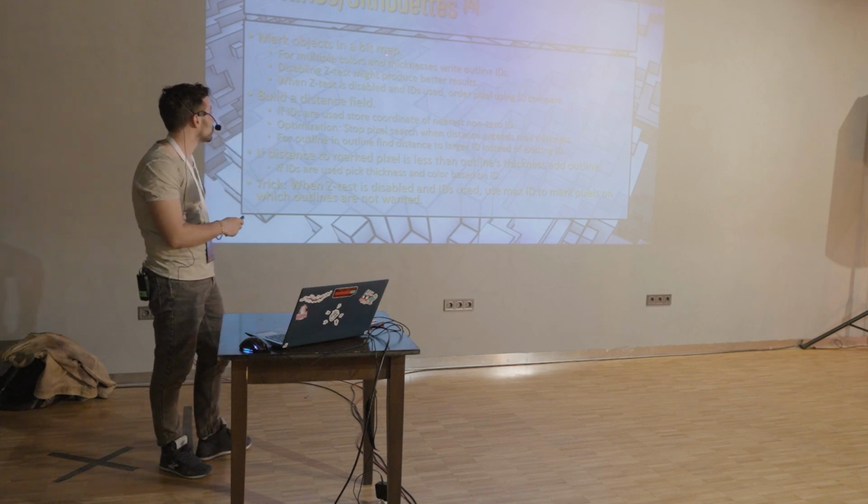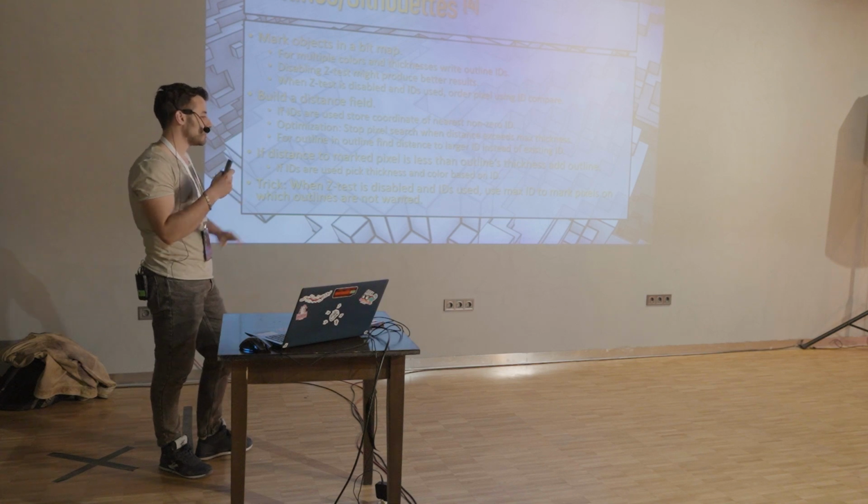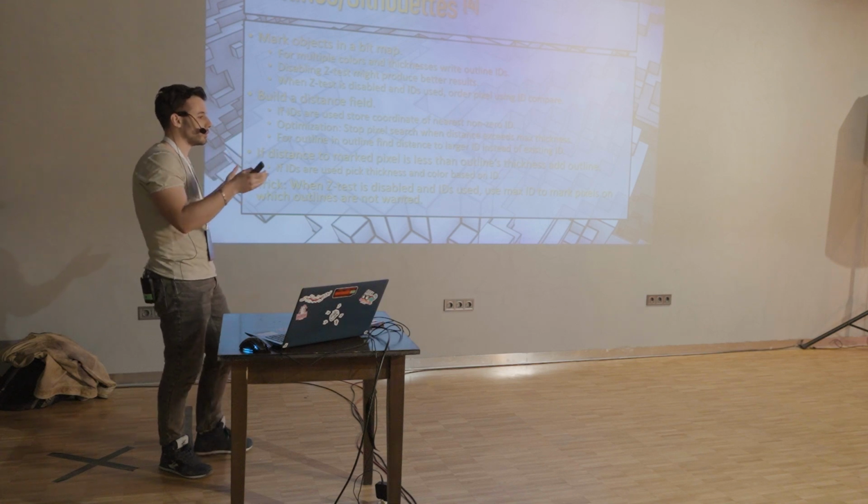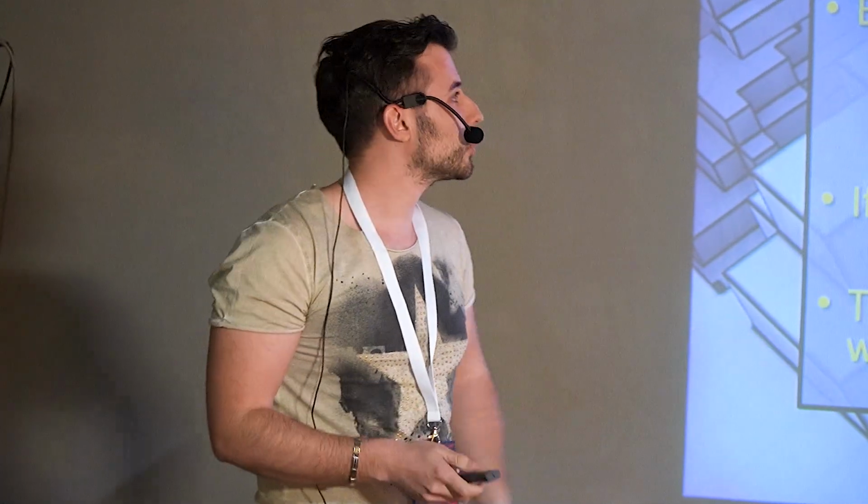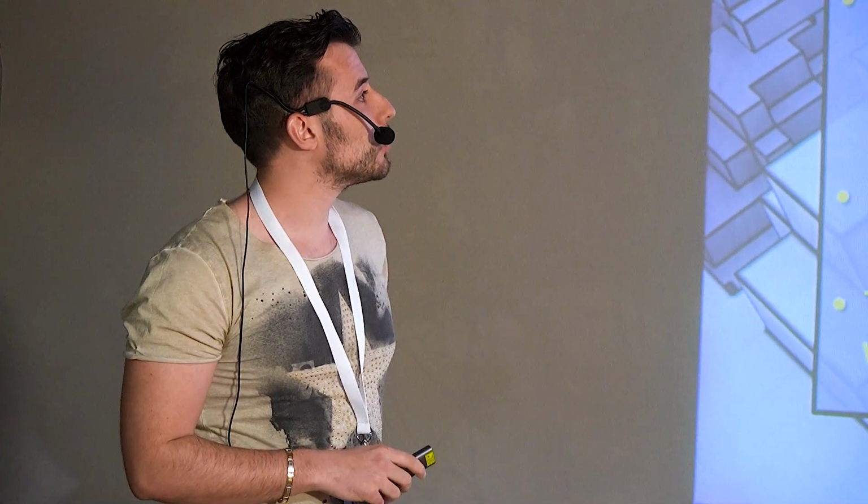First thing you need to do is make a stencil. You can do a bit texture or you can do just a stencil buffer, whatever. If you want to do different colors, you need to write IDs, not just there's an object here and there's an object there.